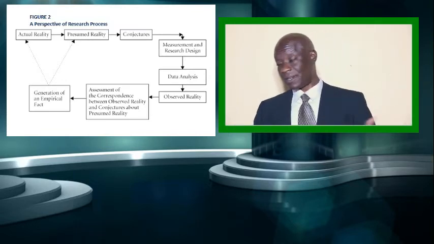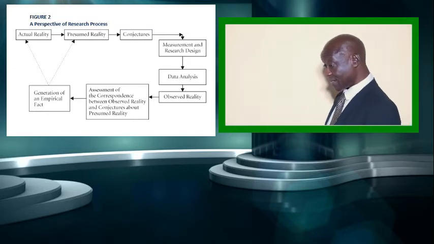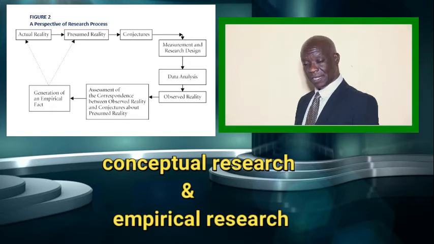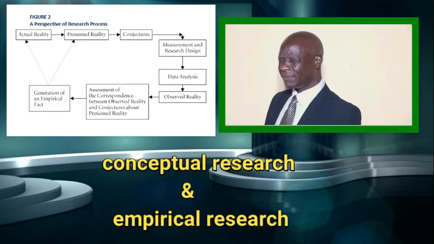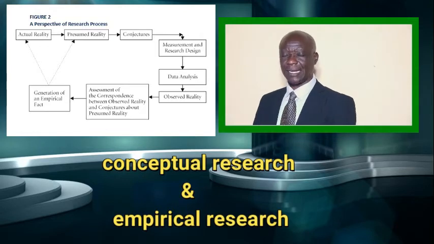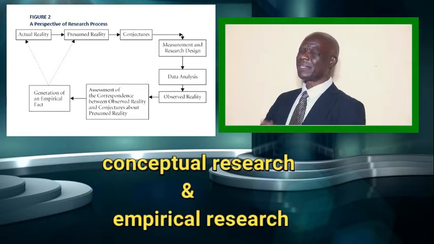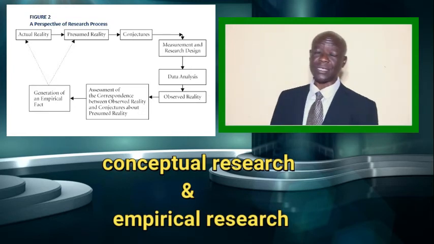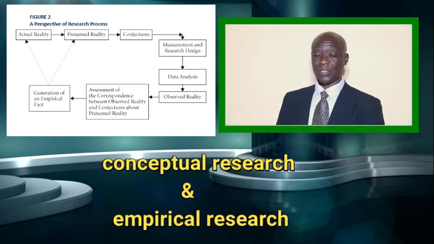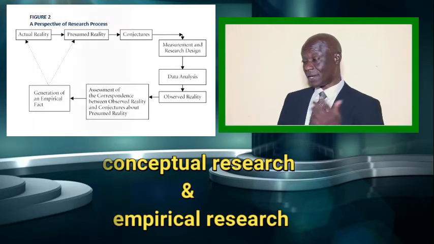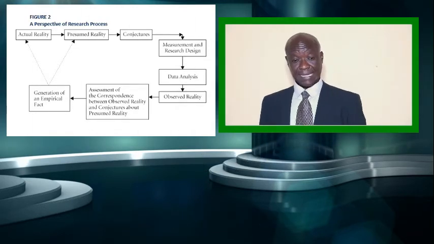So research can be divided into two broad classes, ladies and gentlemen. We've got conceptual research and empirical research, and that's why we started in our lecture 1, lecture 2, lecture 3 and lecture 4 looking at issues that relate to scholarly writing for publication. So you can have a conceptual paper and you can have an empirical paper. So these are actually related.